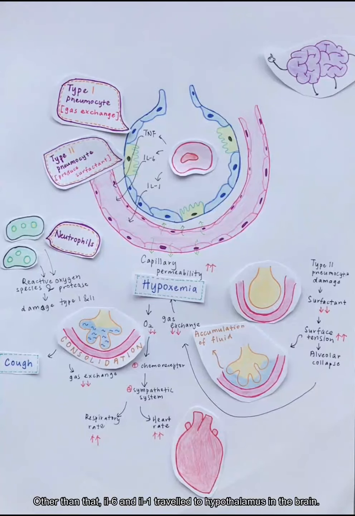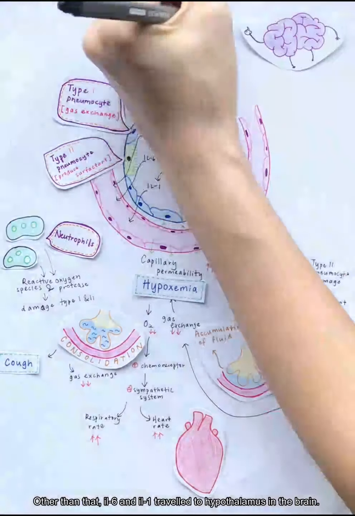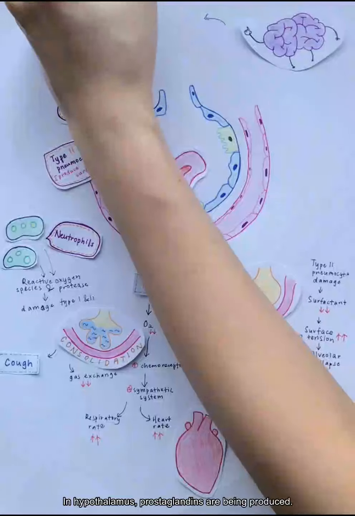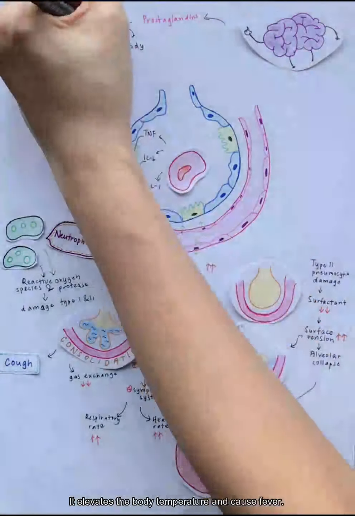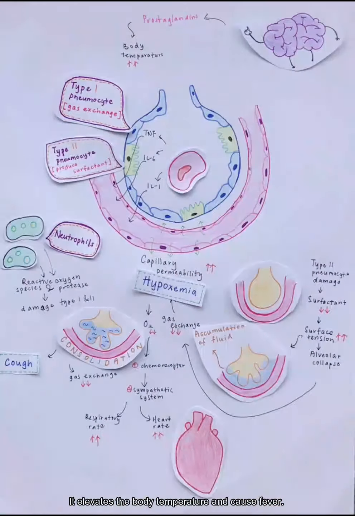Other than that, interleukin-6 and interleukin-1 travel to the hypothalamus in the brain. In the hypothalamus, prostaglandins are produced. They elevate the body temperature and cause fever.